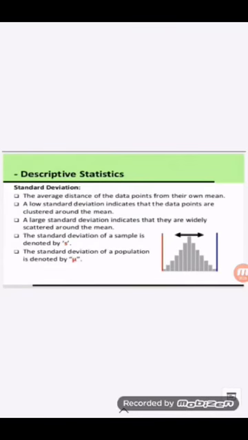Standard deviation: the average distance of the data points from their own mean. A low standard deviation indicates that the data points are clustered around the mean. A large standard deviation indicates that they are widely scattered around the mean. The standard deviation of a sample is denoted by S. The standard deviation of a population is denoted by M.